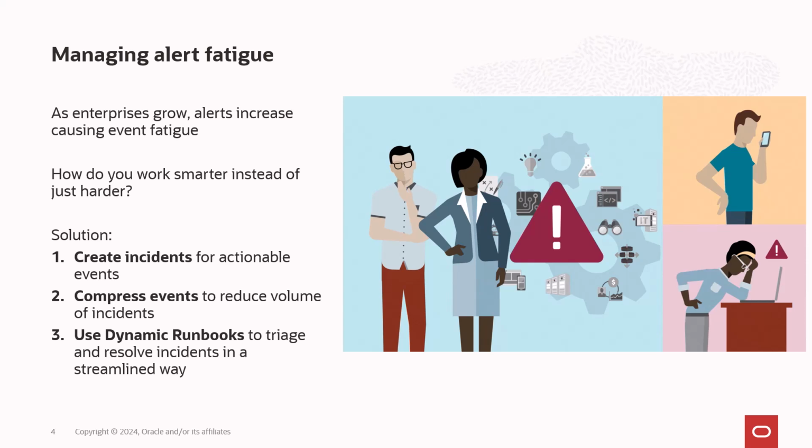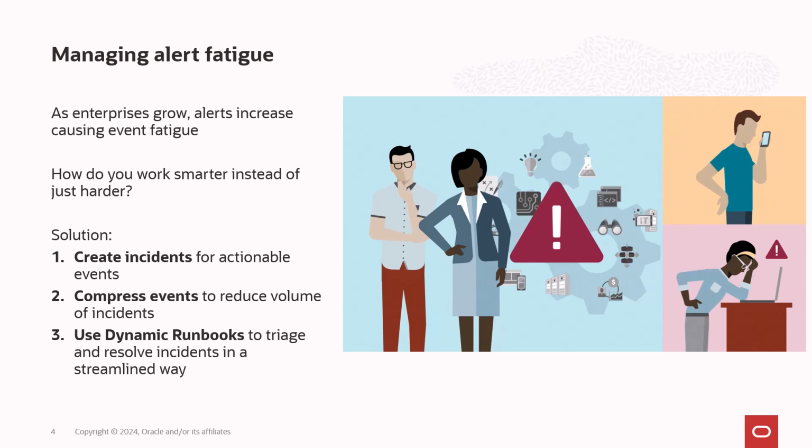As monitored systems and enterprises grow, alerts can also increase. This can lead to alert fatigue if your workload increases, but your ops team size does not. How do you work smarter instead of just harder to manage all of these alerts?